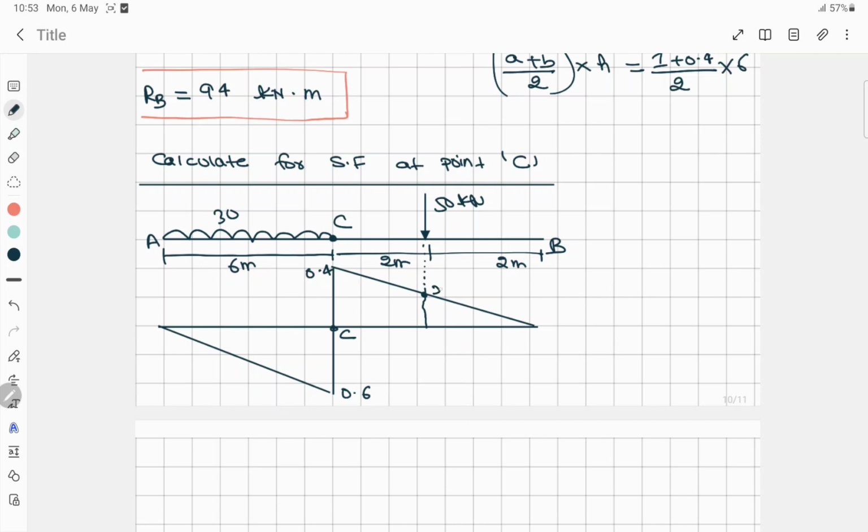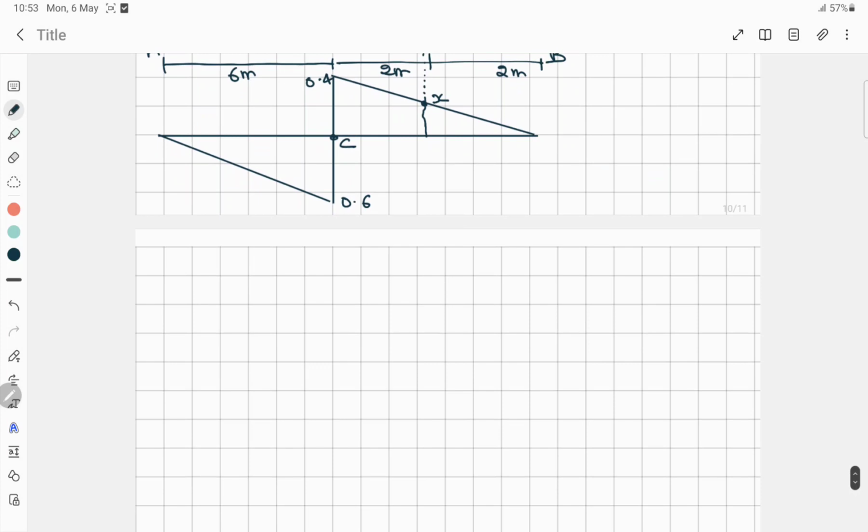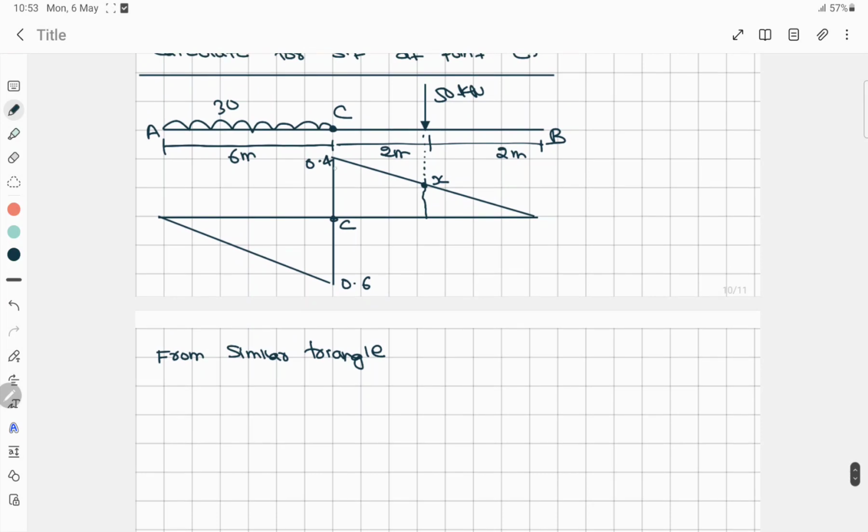Let's assume it as X. So now again from a similar triangle we have to find this. So I'll write like this: from similar triangle, now this big triangle, this is the big triangle, that is 0.4 divided by 2 meter and 2 meter, that is 4, is equal to x divided by this 2 meter, then x value will be 0.2.